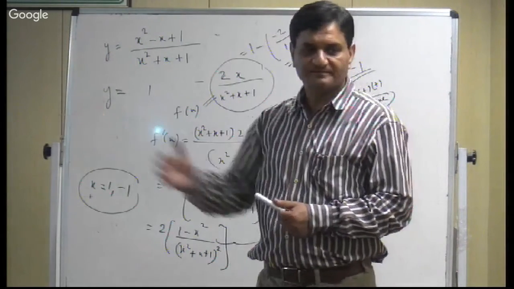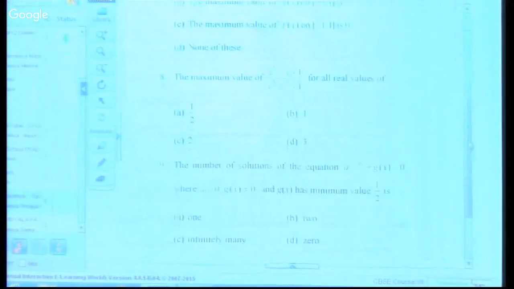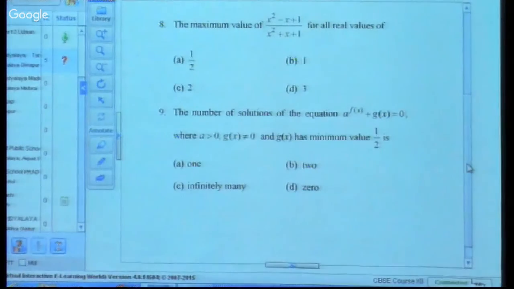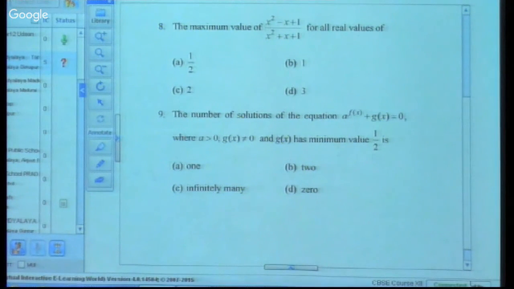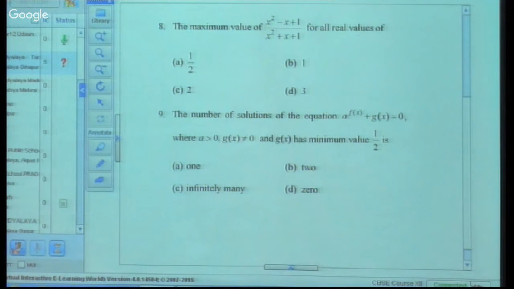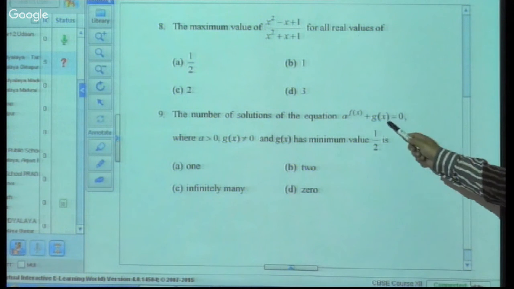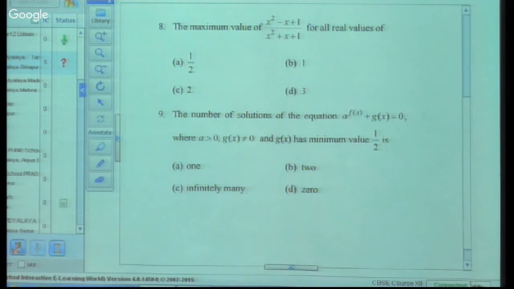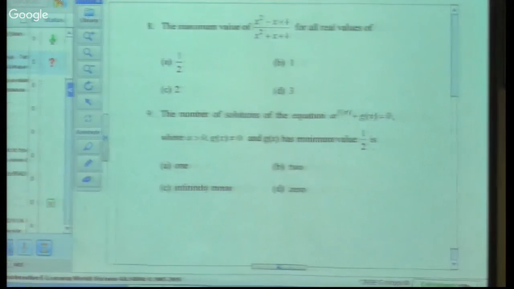Next, please. The number of solutions of the equation a raised to power f(x) plus g(x) equal to 0, where a is positive, g(x) is non-zero, and g(x) has a minimum value half. See, the minimum value of this expression g(x) is half. So how many solutions can this equation have? See, how do you obtain the solutions geometrically? The points where the curve cuts the x-axis.